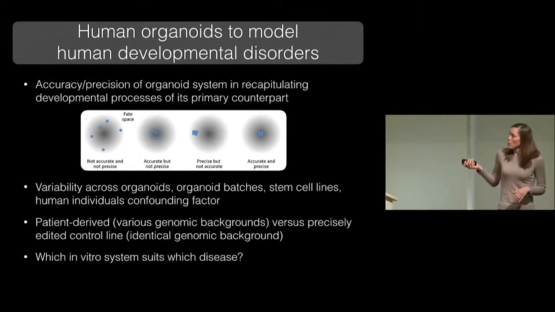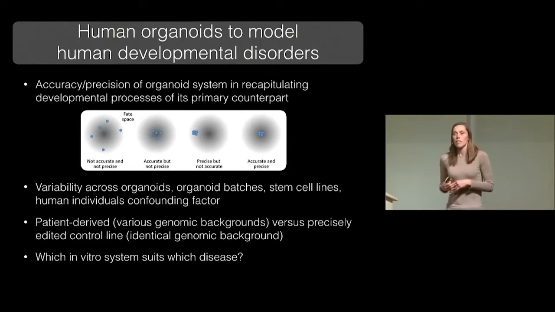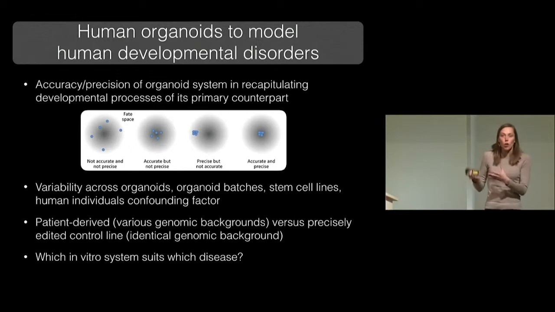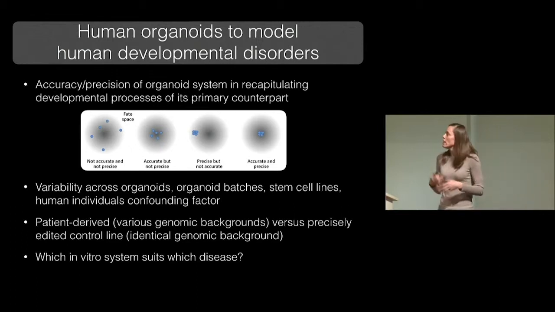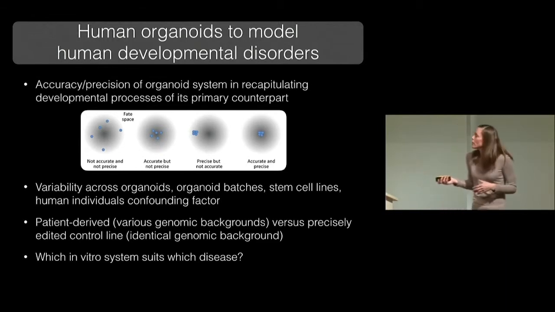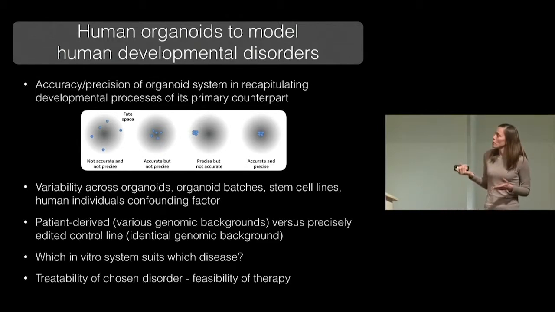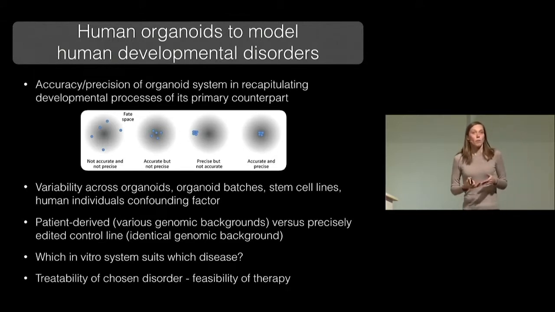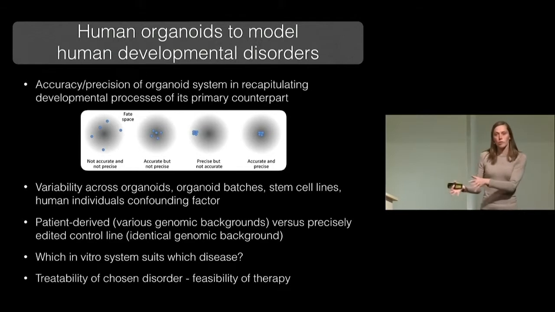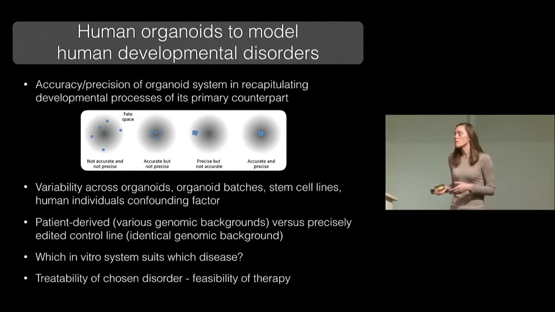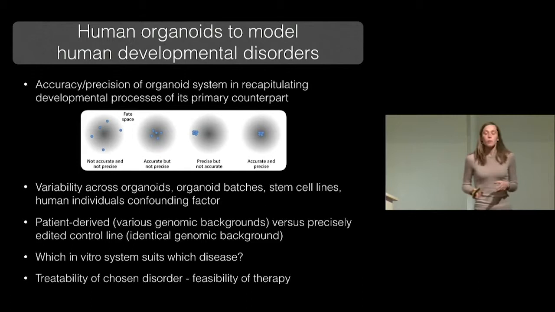And then we should consider which in vitro system suits which disease. So if we want to study some late onset disease, it might not be good to start with pluripotent cells and early in development, and the other way around. And then, of course, we should consider whether a disorder can actually be treated when we then move from the organoid system to the patient, and what diseases are maybe more amenable to treatment or to development of therapies.